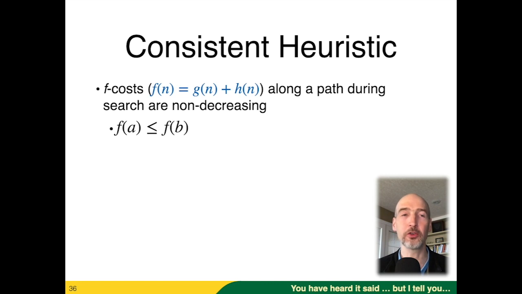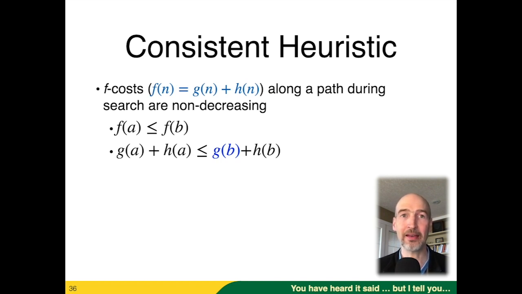And what we're going to do here is just look at where that comes from, and how we can write this down more specifically. So if I have A and B, where B is the successor of A in a graph, I want F of A to be less than or equal to F of B. If we write this out, that's G of A plus H of A is less than or equal to G of B plus H of B.